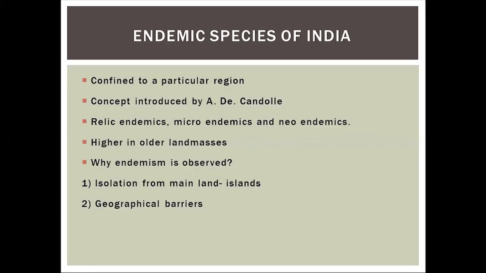Now let us look at endemic species of India. Endemic species are those which are confined to a particular region, or they can be found only in that region, or we can say they are indigenous in certain regions. This concept was introduced by A.B. Campbell initially, and over the years, it has been widely studied.